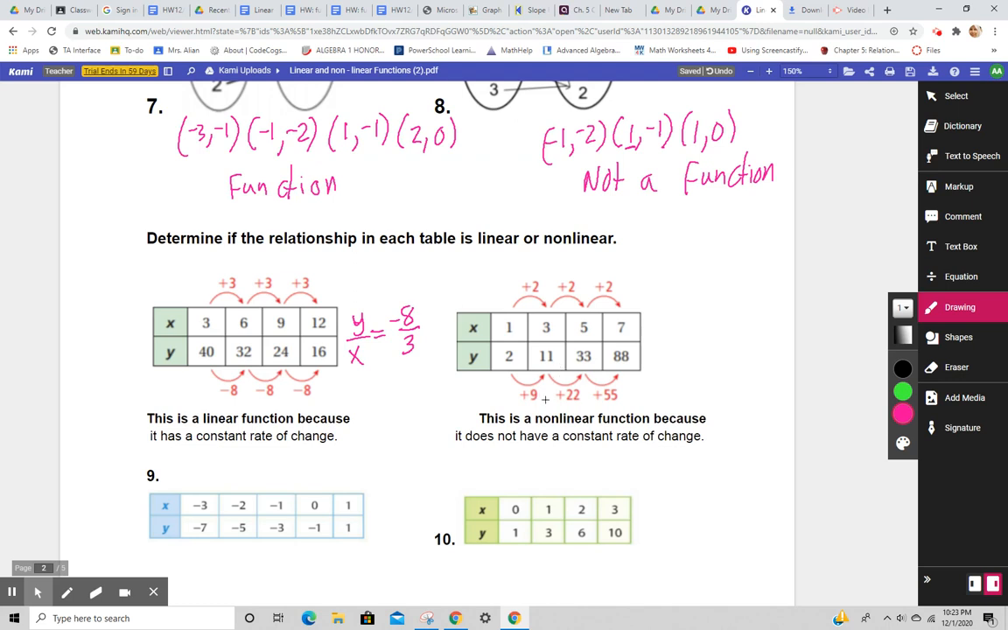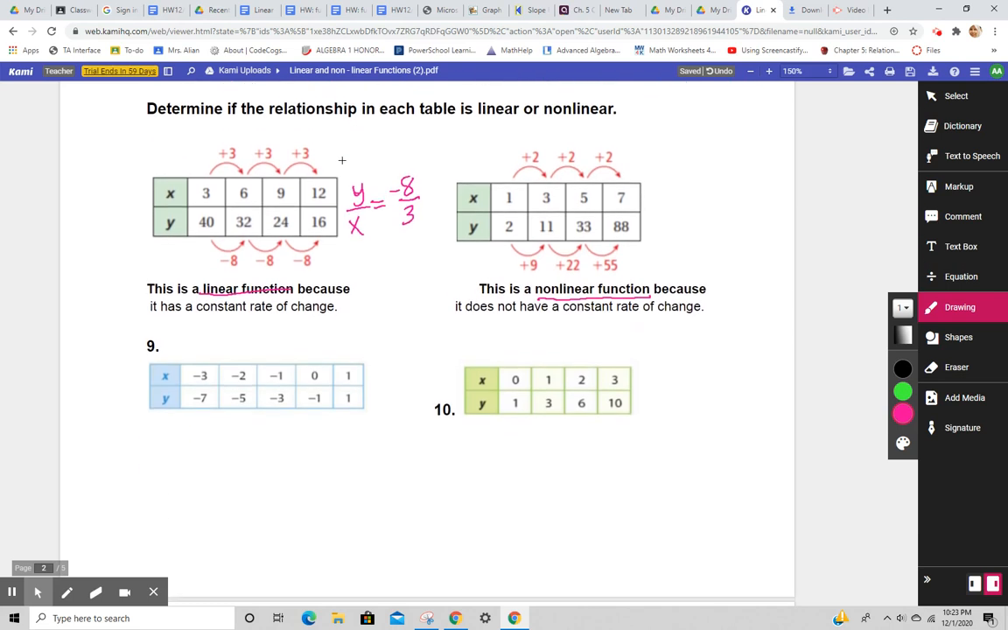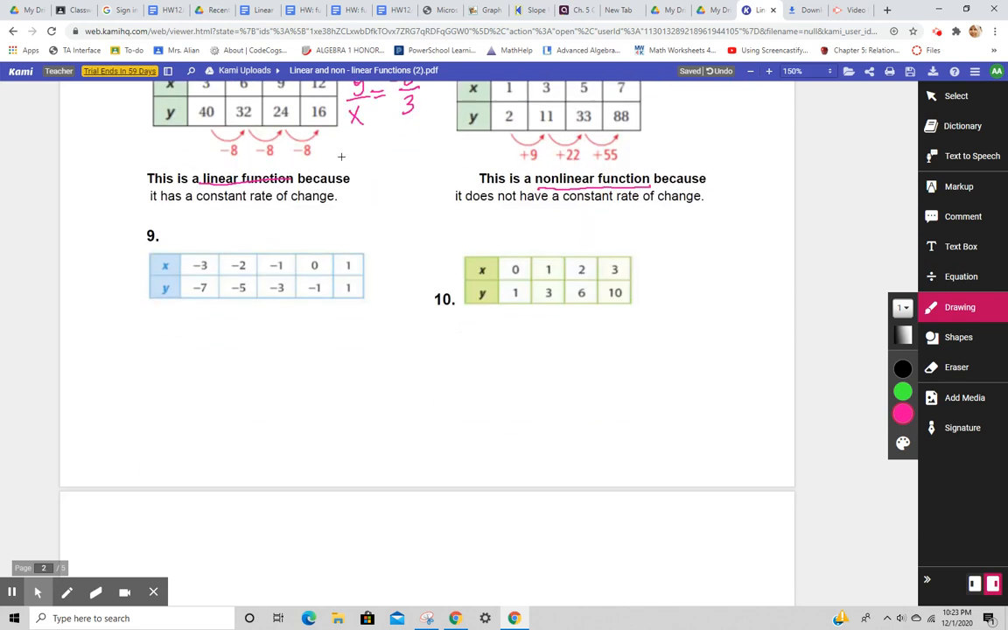This one is not, because the change in y over change in x keeps changing. Okay, so this one is not linear. This is non-linear, and this one is linear. So that's what we're looking for to determine if it has the same constant rate of change. Okay, we're looking for the same constant rate of change for it to be linear.